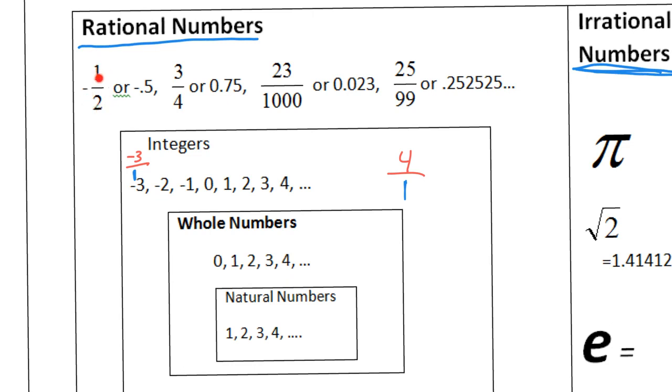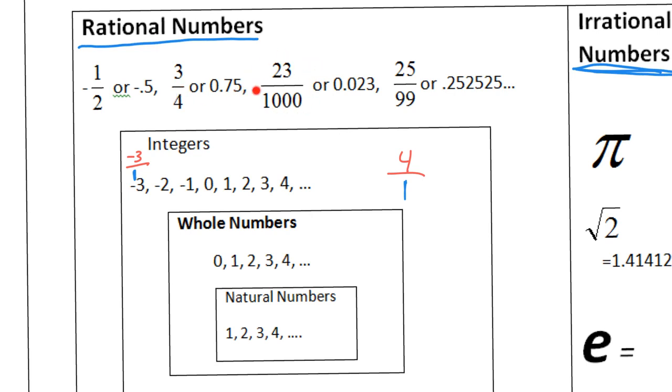Now, why is it rational? Because this one here, you can also make it as a decimal. -1/2 is the same thing as -0.5. So -0.5, it stops at 5. There's no more numbers after the 5. So that's a rational number. 3 over 4 is a fraction, same thing as 0.75. Notice it stops here, 75, boom, it stops at 5. So that's a rational number.